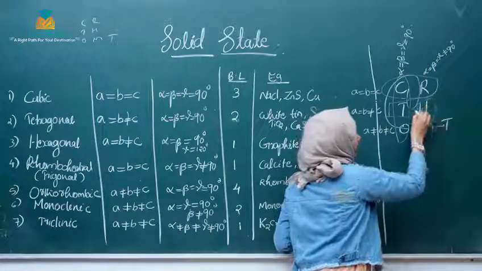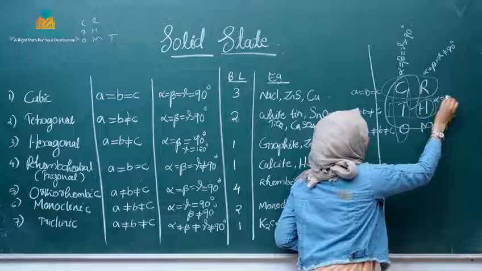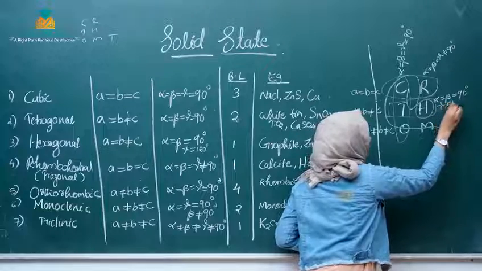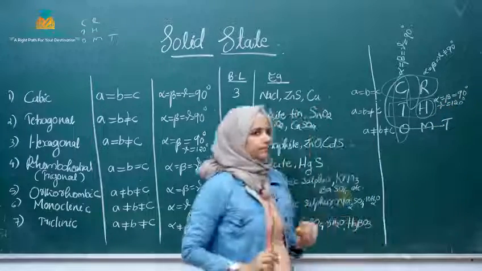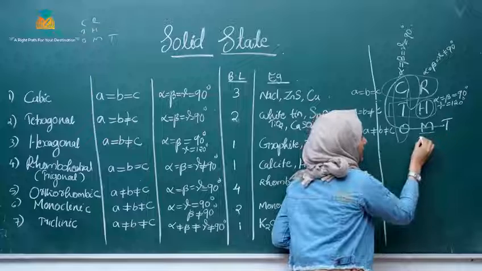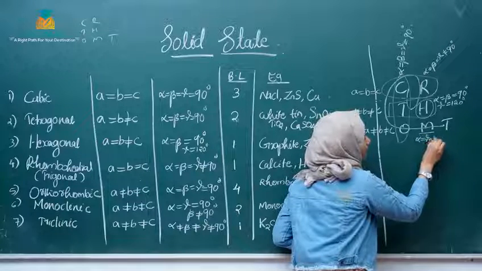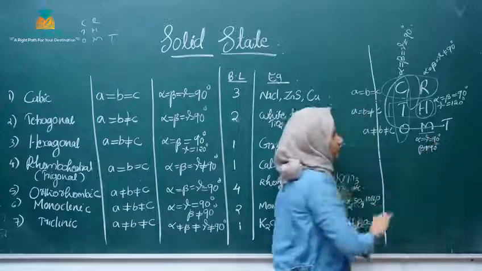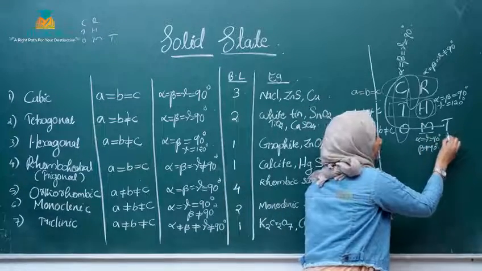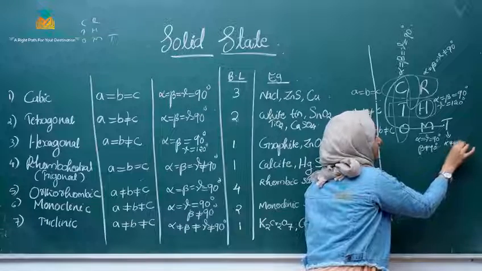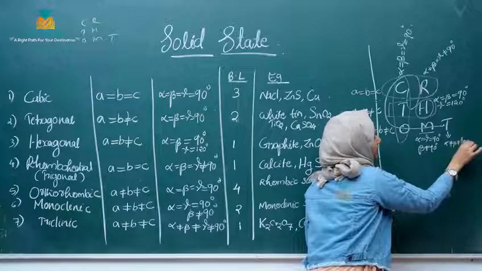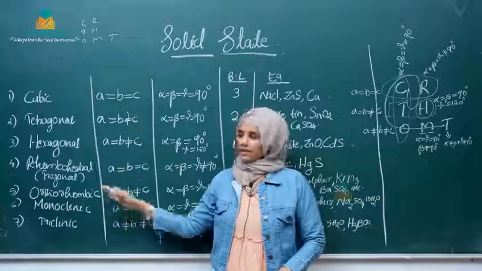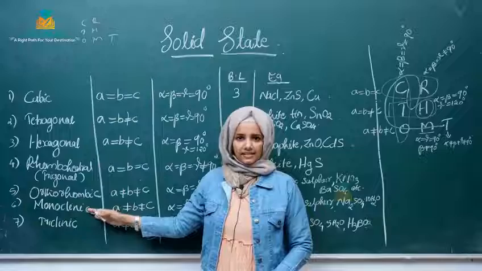Then in hexagonal, alpha equal to beta is equal to 90 degrees and gamma is equal to 120 degrees. Then monoclinic: here alpha is equal to gamma is equal to 90 degrees, but beta is not equal to 90 degrees. And in triclinic, alpha not equal to beta not equal to gamma not equal to 90 degrees. So that is what I wrote here. This is the 7 crystal systems.